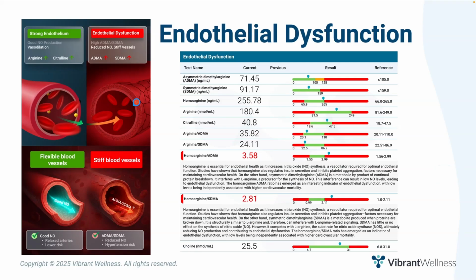Testing for endothelial dysfunction measures markers related to nitric oxide availability and vascular health. Nitric oxide helps arteries relax and be more flexible. Homoarginine, arginine, and citrulline are involved in nitric oxide biosynthesis, so low levels of those are associated with increased cardiovascular risk. Meanwhile, ADMA and SDMA are potent inhibitors of nitric oxide production, thus high levels serve as markers of endothelial dysfunction. Finally, the ratios provide additional insights into nitric oxide-related vascular health.